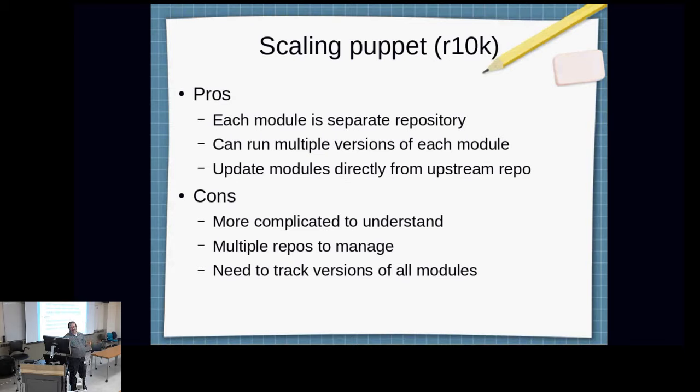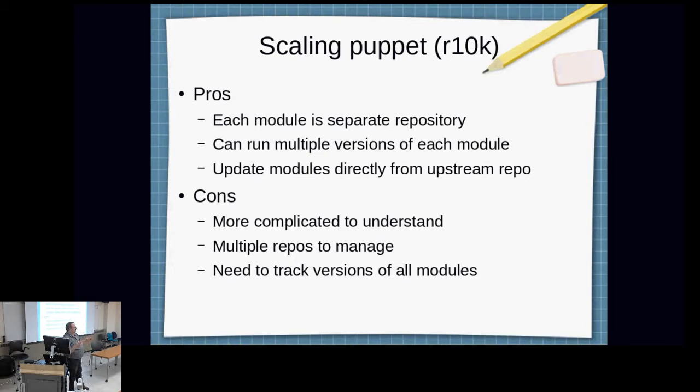So R10K allows you to do that, and then it gives you the opportunity to update those modules directly from upstream. Hey, go ahead and pull what's next in there. If you're set to a tag, even though you pulled in all new stuff into your repository for the module, you wouldn't update it. Your Puppet wouldn't use it because you've set a tag. That's the version it's going to use.